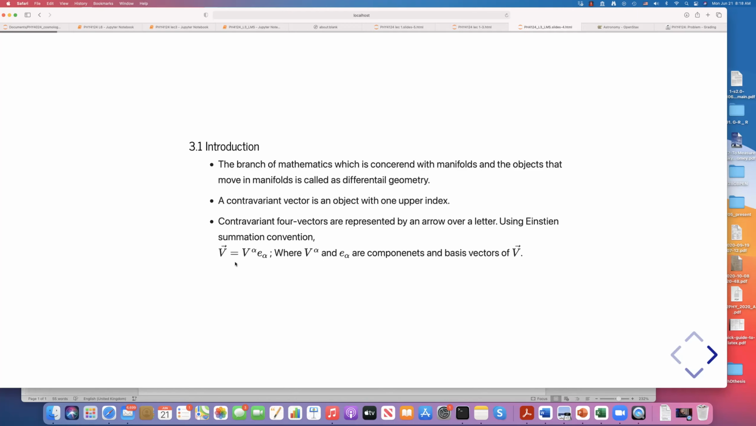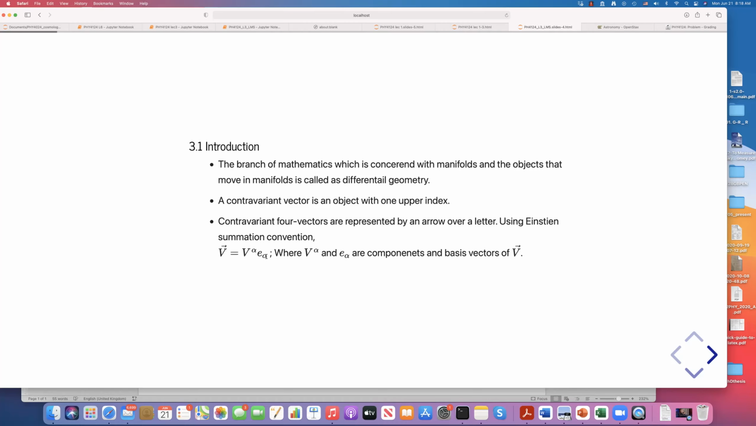Now here, since we are going to work in curved space, in general, we define these basis vectors as E alpha, right? As you see, even in the Cartesian coordinate system, you have to write it three times, x i hat plus y j hat plus z k hat, right? To avoid this complex writing, we use Einstein's summation convention, right? So this is what we learned in the last set of lectures.